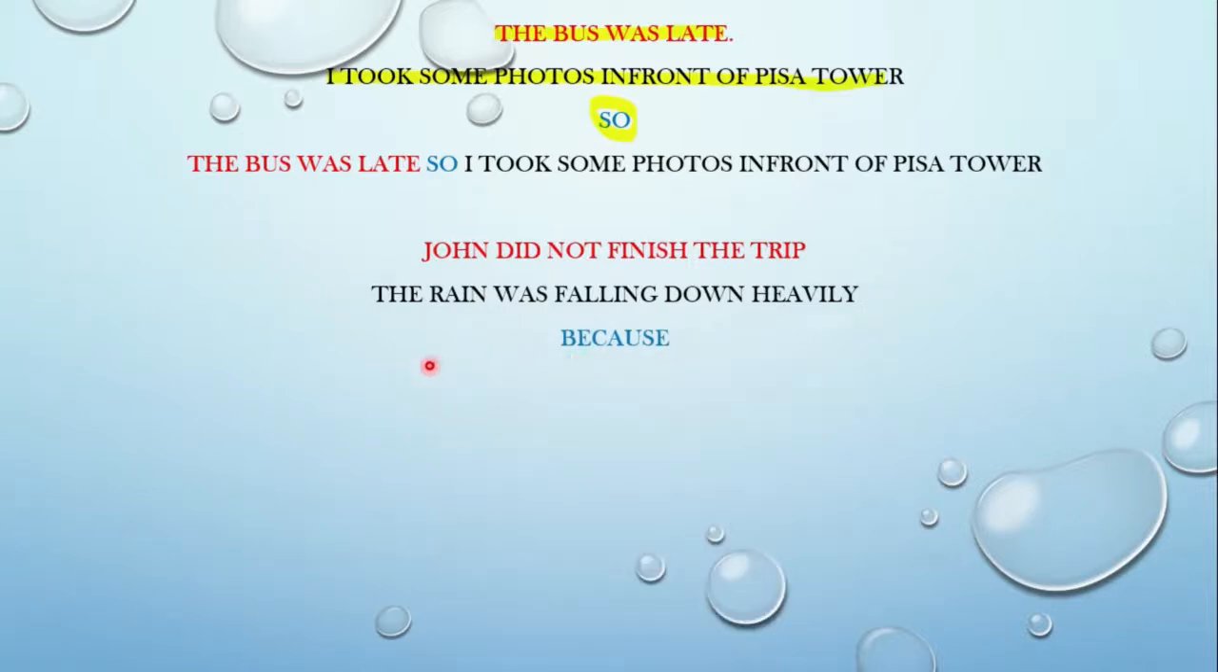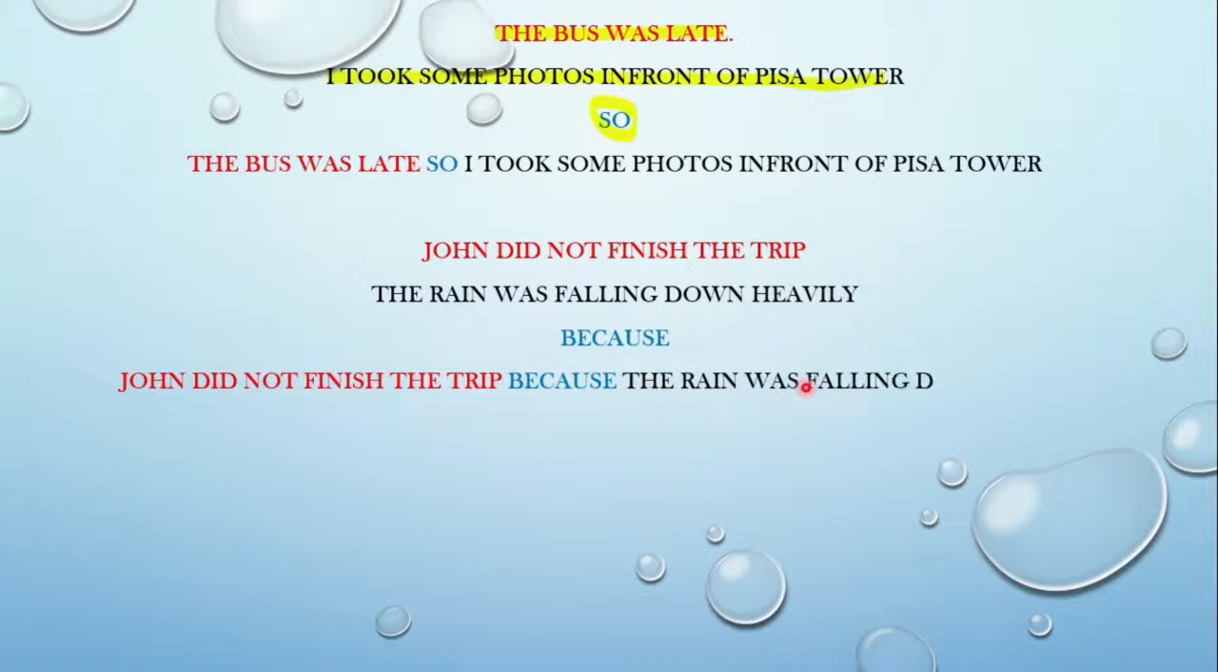Alright, so we're back again and let's see the correct answer. John did not finish the trip because the rain was falling down heavily. So this is the correct sentence. Very good. So John did not finish the trip. Is it the cause or the effect? What do you think? Now let me ask you, what was the cause that made John not finish his trip? What was the cause? The cause was that the rain was falling down heavily.